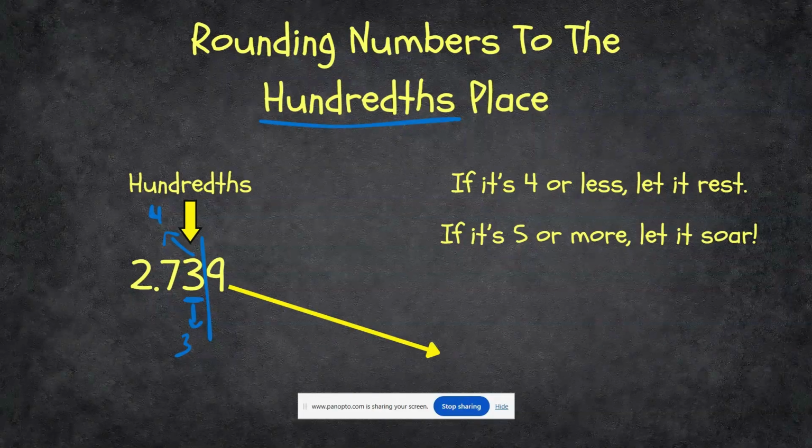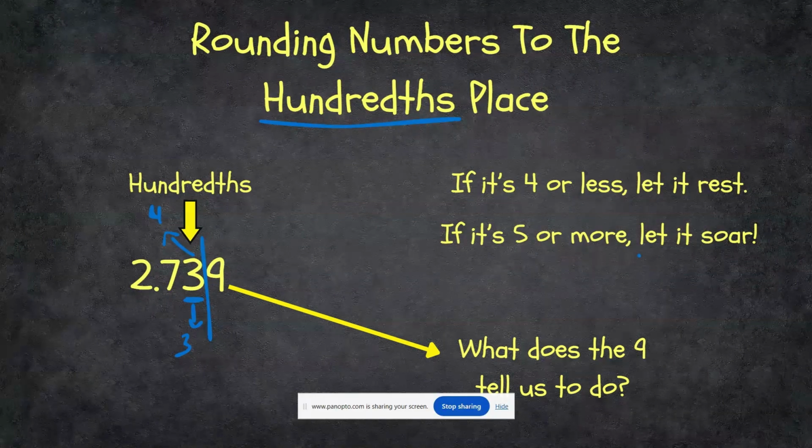So we ask ourselves, what is that 9 telling us to do? 4 or less, 5 or more. Well, the 9 is 5 or more, so we are going to let that 3 soar. It's going to become a 4. So our answer is 2 and 74 hundredths.